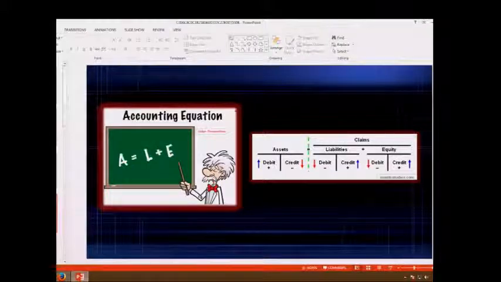Okay? All right. The next slide just talks about the accounting equation. And I gave you a little picture here. The accounting equation is assets equals liabilities plus owner's equity, right? A equals L plus E. On the right-hand side, I gave you another little picture because we need to talk about a couple of things here. Okay?